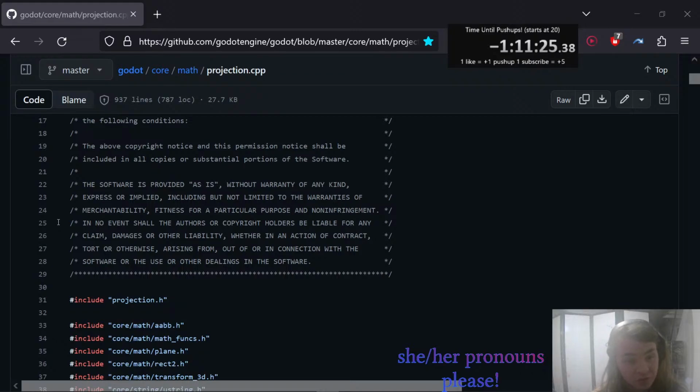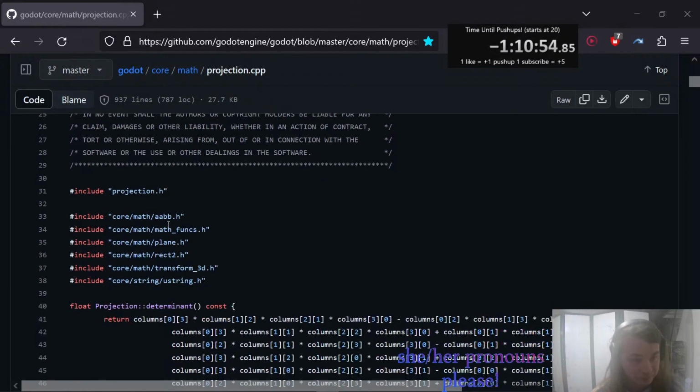In no event shall the authors or copyright holders be liable for any claim, damages or other liability, whether in an action of contract, tort or otherwise, arising from, out of or in connection with the software or the use or other dealings in the software.